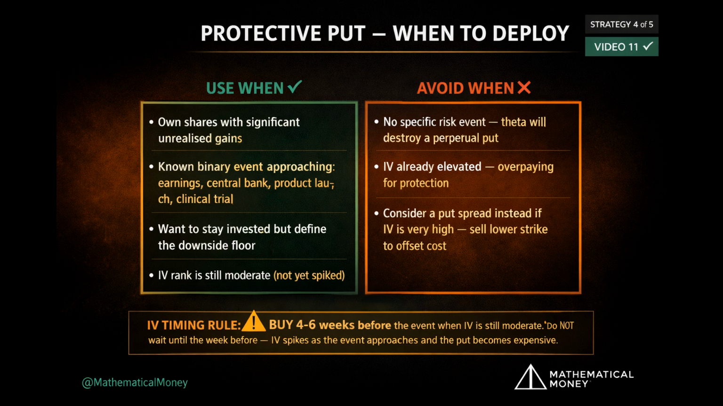IV timing matters. Buy the protective put before the IV spike, not after. IV rises as events approach. Your put becomes more expensive the longer you wait. Buy 4 to 6 weeks before the event when IV is still moderate.